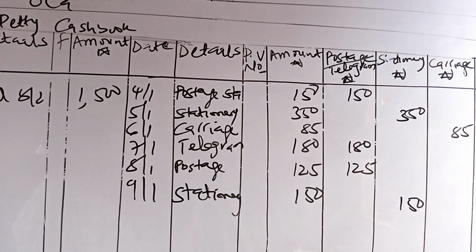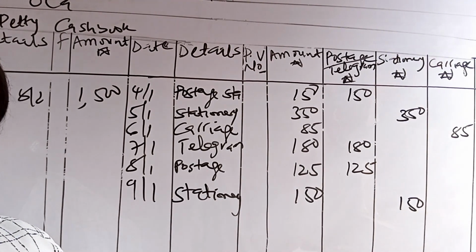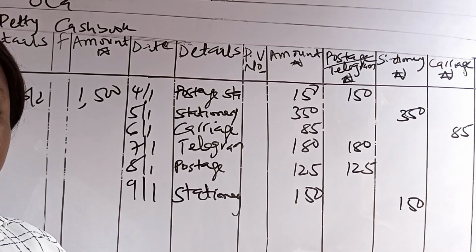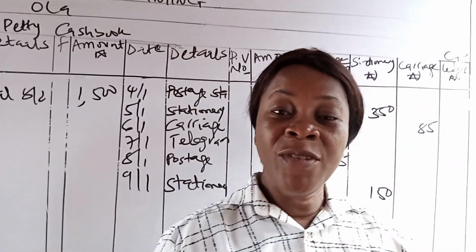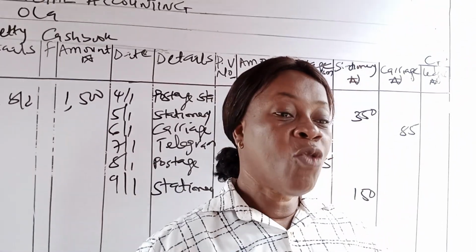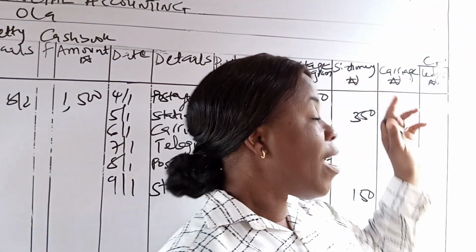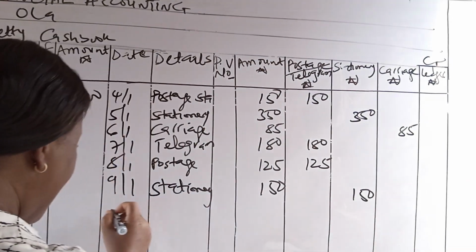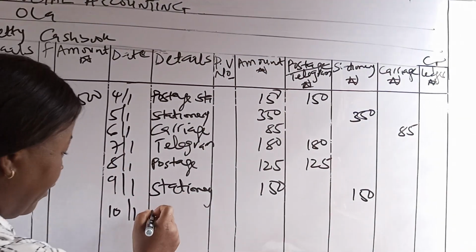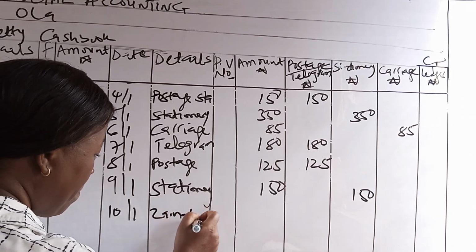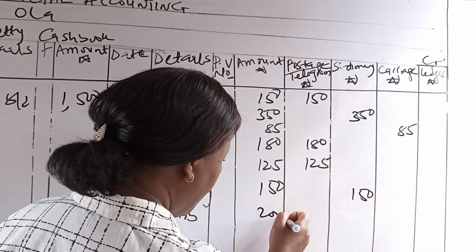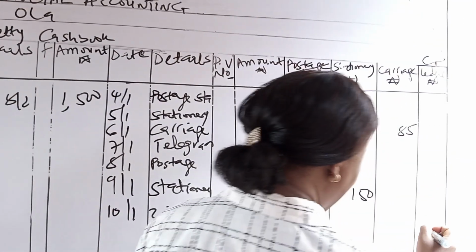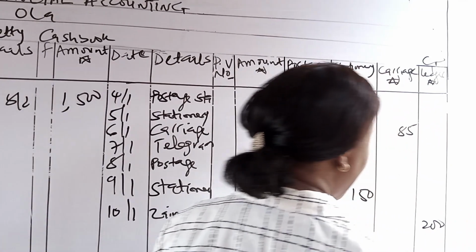January 10, paid Zainab 200 naira. Now it's worthy of note that whenever you see the name of the person money was paid to, you should take note of the fact that that's a personal ledger. So the appropriate column for that is the ledger column. So 10/1, Zainab, 200 naira in the amount column. Then under ledger, we have 200 naira.